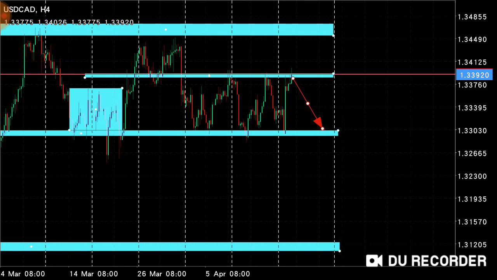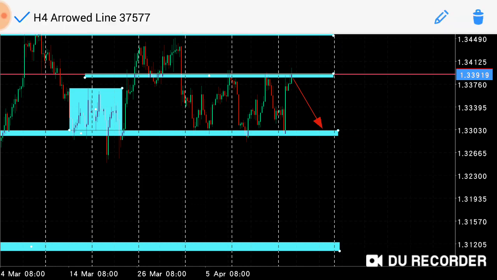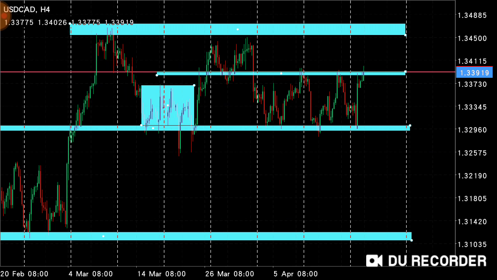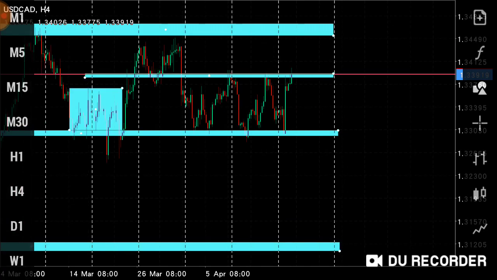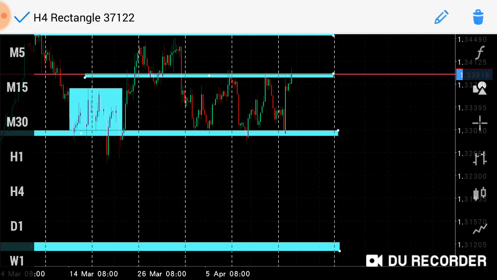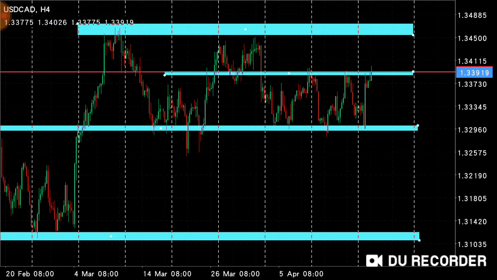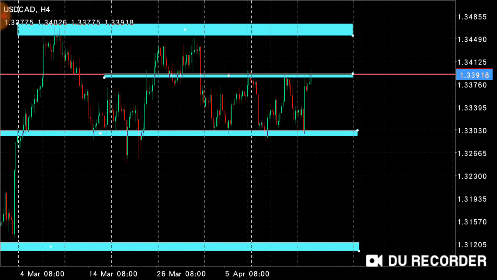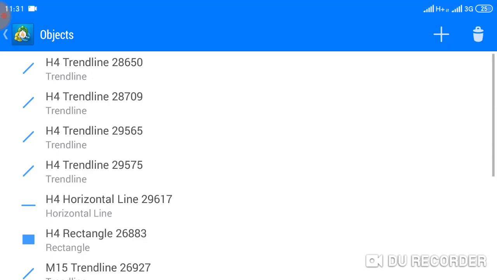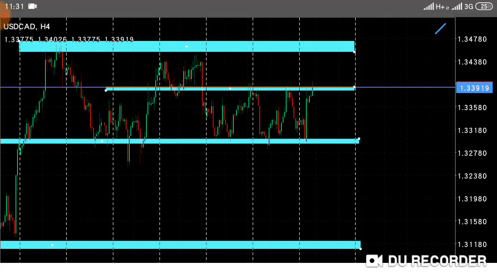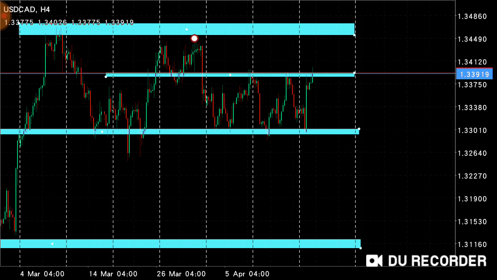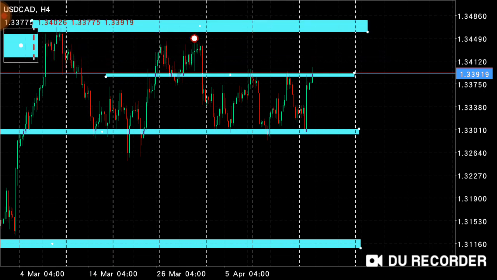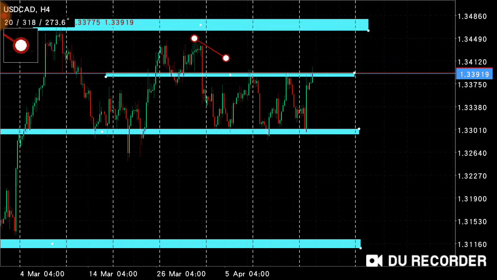Na to prove if that is a potential selling zone or a selling area, let's decide to draw trend lines tuone ili uweze kupata a very perfect entry. Tutachora trend line from up here. A trend line from up here.